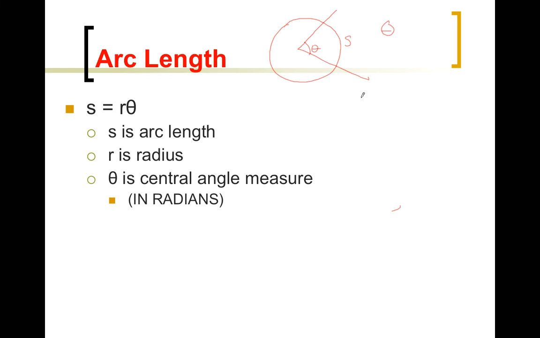So I will put over here on the side: if you have a central angle in degrees, you have to take your degrees and multiply it by pi over 180, so everything is in radians.